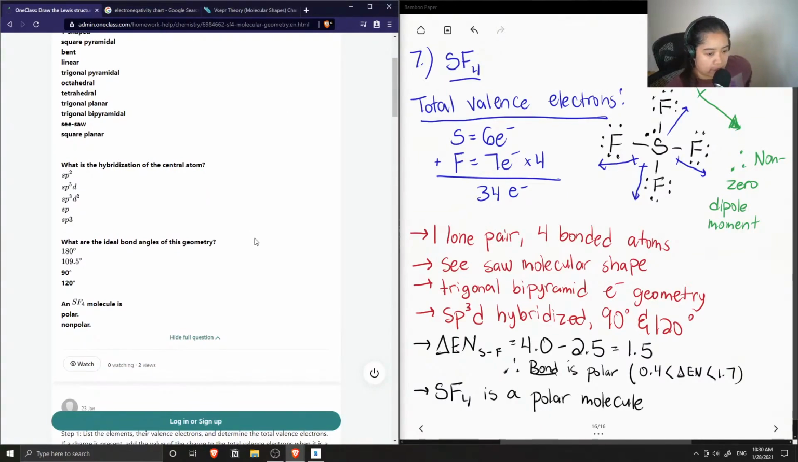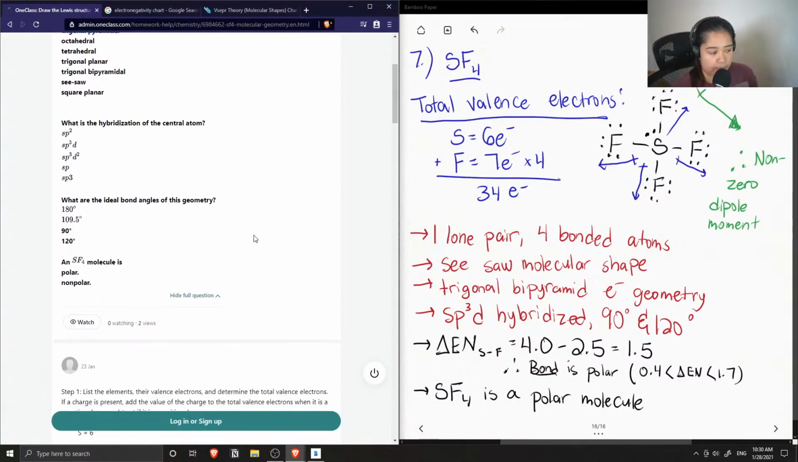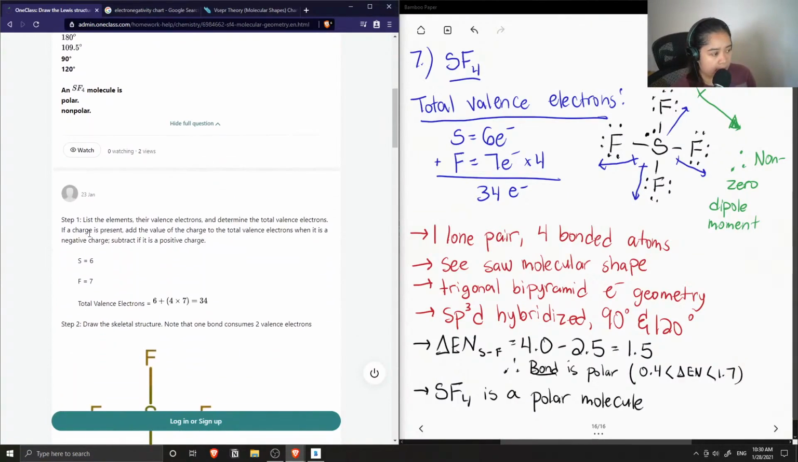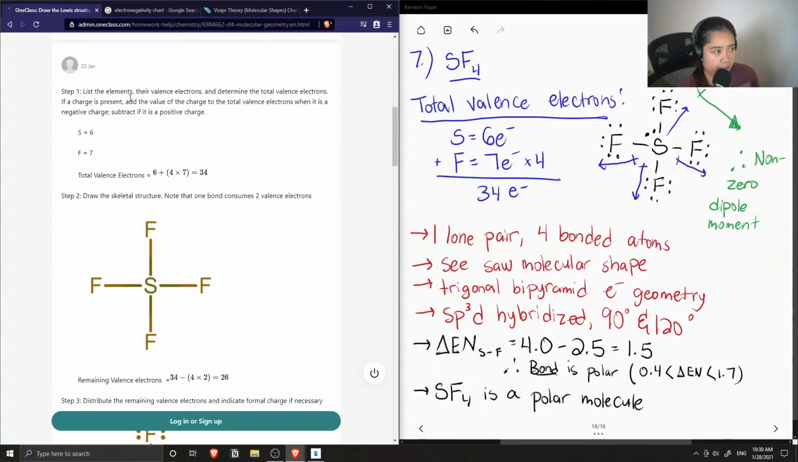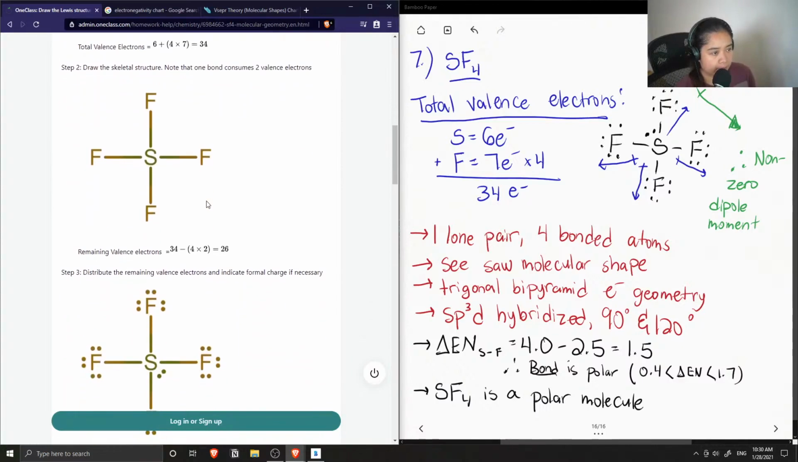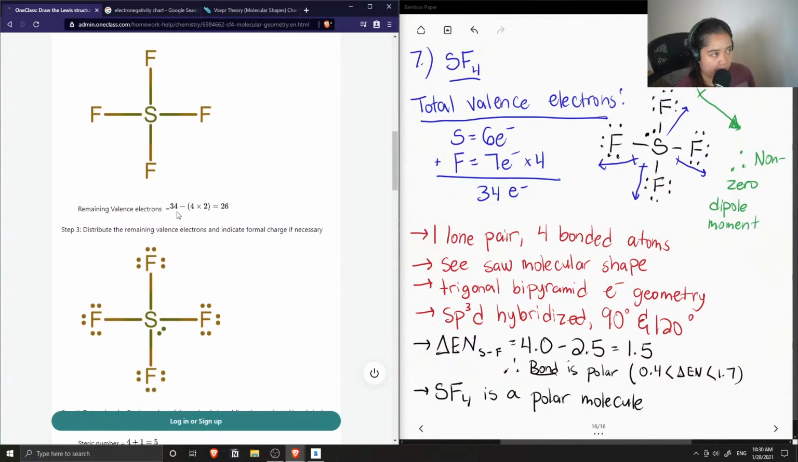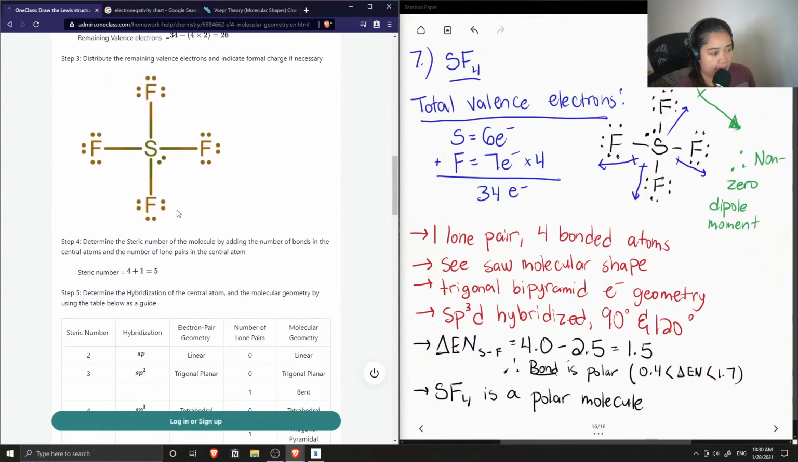Okay, so now let's see what the junior tutor said. Step 1 is to list the elements, their valence electrons, and determine the total valence electrons. If a charge is present, then you would add the value of the charge to the total valence electrons when it's negative, or you would subtract it if it's positive. We didn't have a charge on our compound, so we didn't need to do that part. And they found 34 valence electrons. They drew out the skeletal shape and showed all the lone pairs and got the correct Lewis structure.